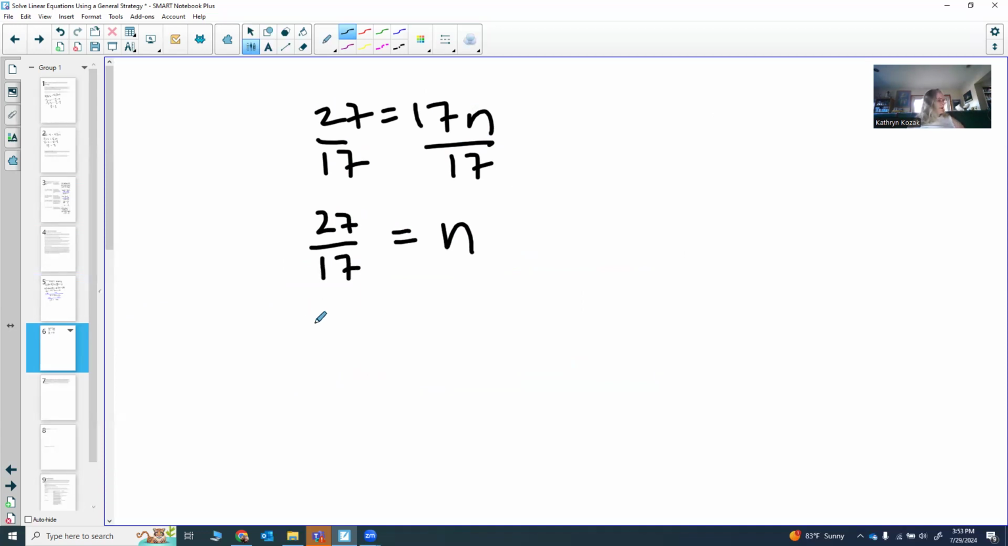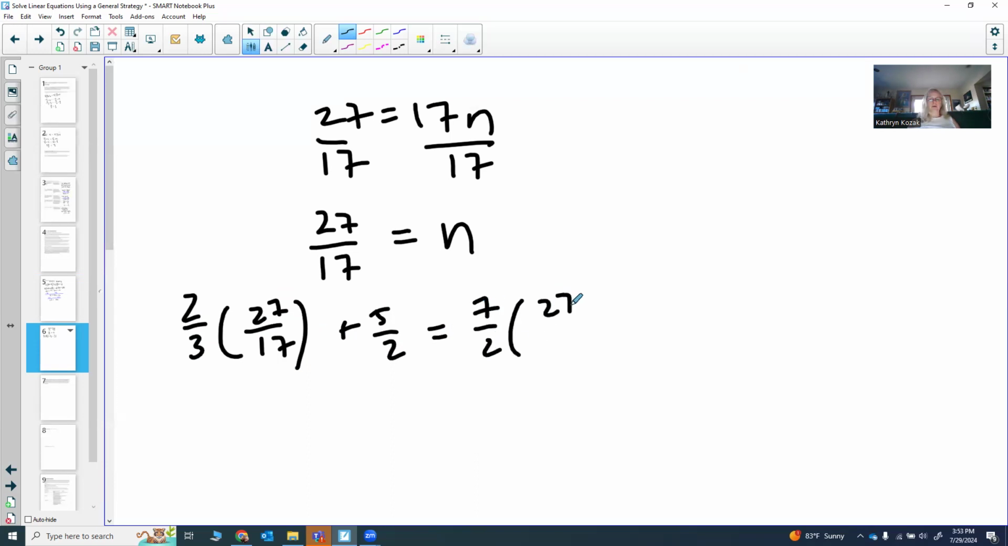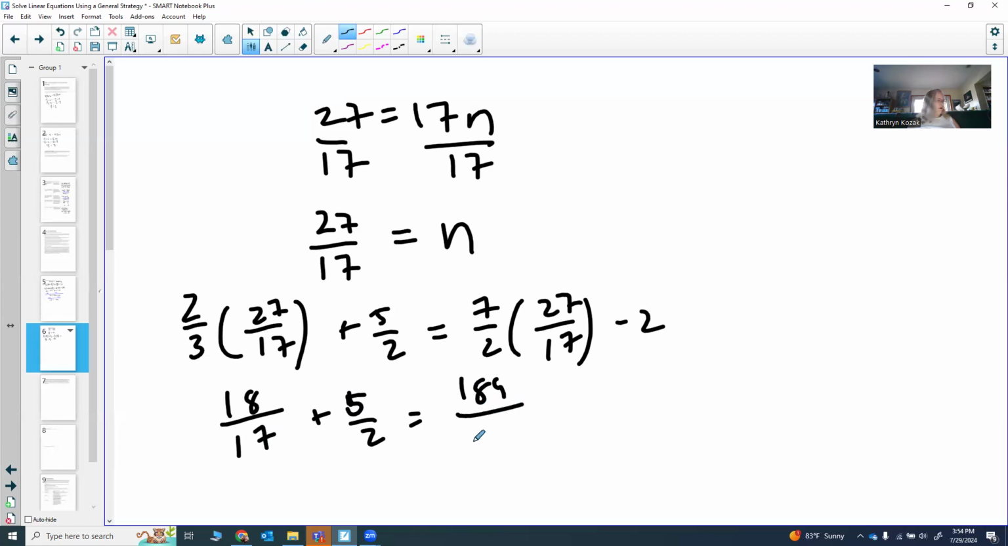Step 5, now substitute the answer into the original equation to make sure you get a true answer. 2/3 times 27/17 plus 5 halves is equal to 7 halves times 27/17 minus 2. So that's 18 over 17 plus 5 halves is equal to 189 over 34 minus 2.